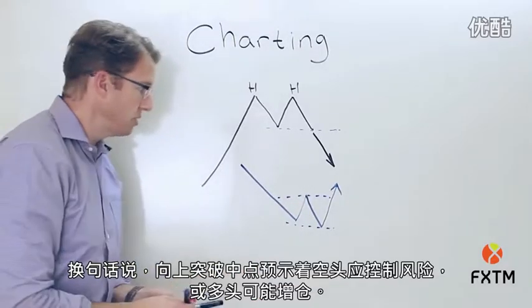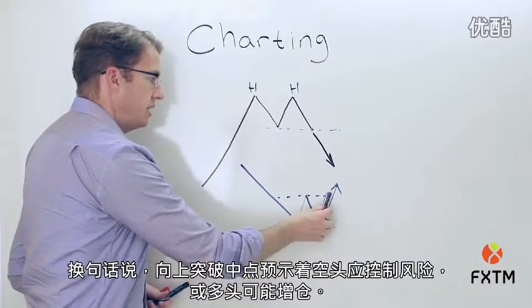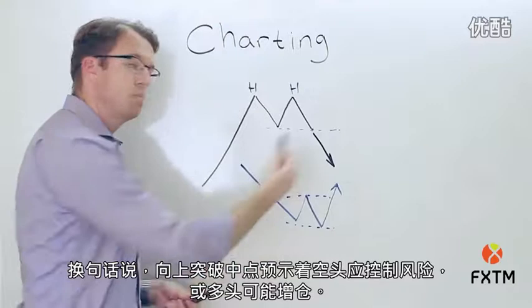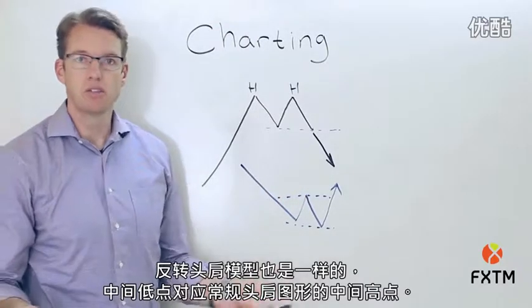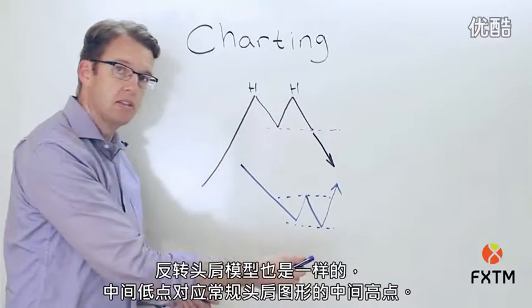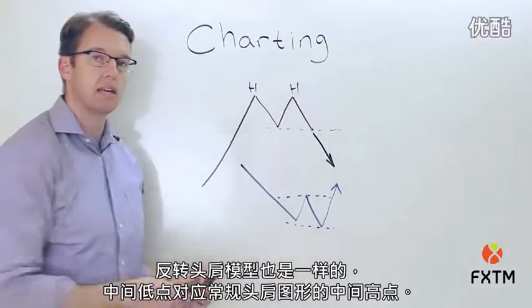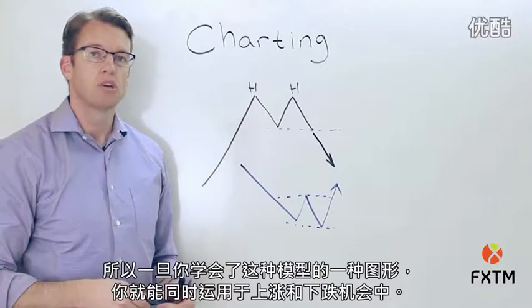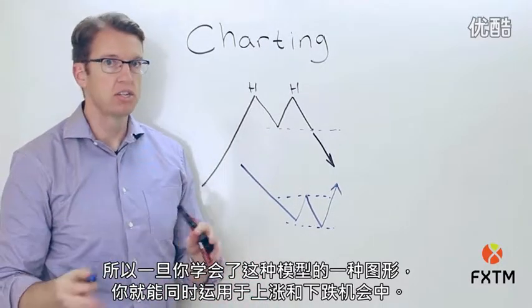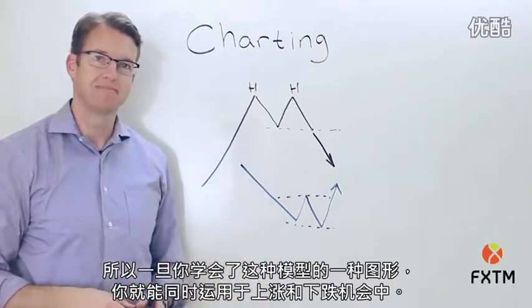In other words, a break beyond that midpoint would indicate that shorts should be controlling their risk, or potentially longs should be initiating a new position to the upside. The same thing is true with an inverted head and shoulders pattern, where the middle trough in that case would match the middle peak in the case of a regular head and shoulders pattern. So once you learn one form of this pattern, you can apply it for both bearish as well as bullish opportunities.